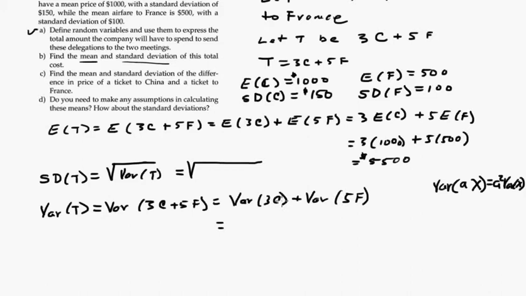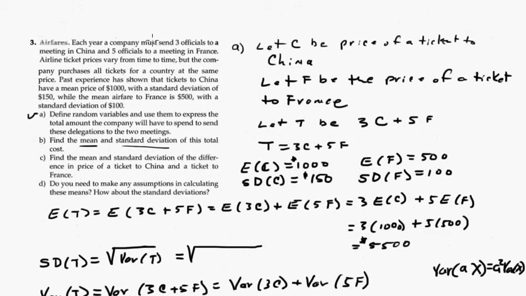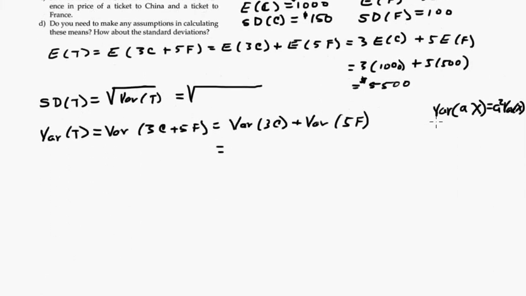So that's what's happening here. We're buying the tickets at the same time. They actually say that here somewhere. At the same time, at the same price. Okay. So the price is only going to get set once, and then you're going to multiply it by 3. So that's going to be 3 squared times the variance of C. So 5 squared times the variance of F.